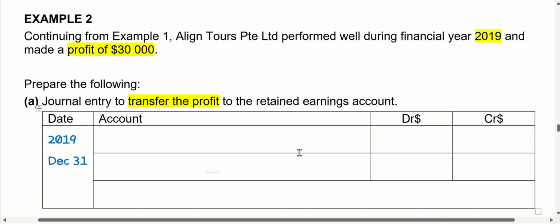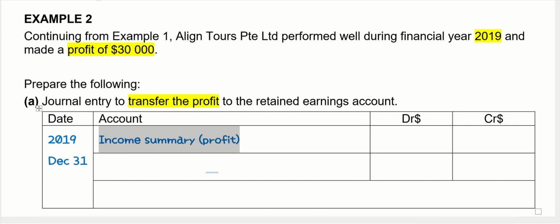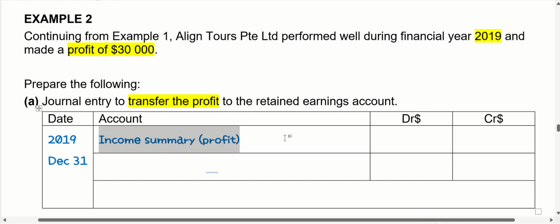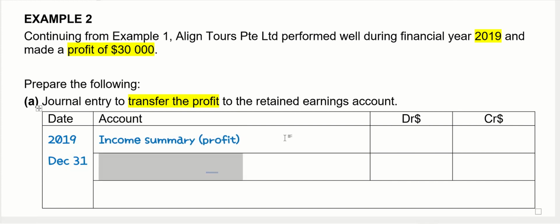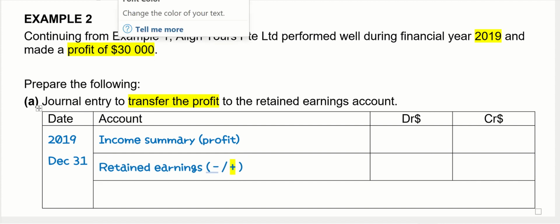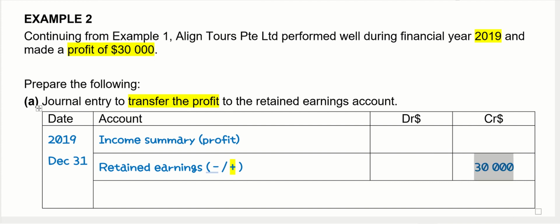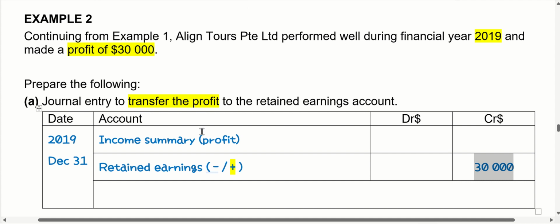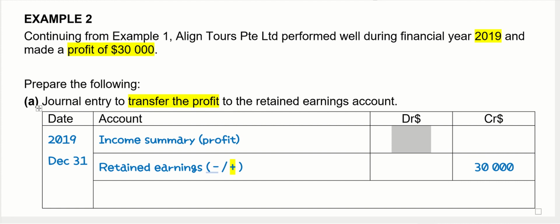Okay, so firstly, you can write down income summary. It's a profit, but if you cannot remember how income summary, is it a debit or credit for profit? Don't worry, go and consider your retained earnings first. Retained earnings accounting rule is minus plus, and if it's a profit, retained earnings will increase. And so therefore, retained earnings will be a credit 30,000, sorry. And if retained earnings is a credit, then income summary is the opposite. It will be a debit.